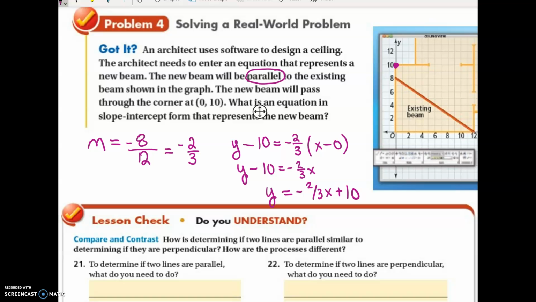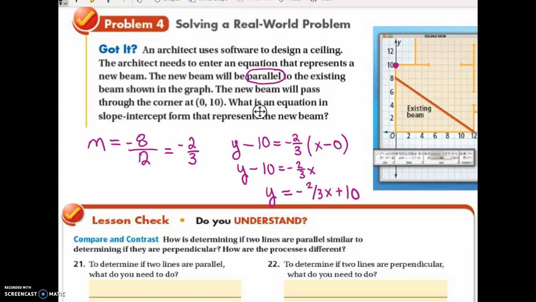The architect needs to enter an equation that represents this new beam, and the new beam will be parallel to the existing beam. So mathematically, we could say, okay, if the slope of this beam is -8/12, or simplified to -2/3, then we would take this point and -2/3 and plug it in for our point slope form. And we would simplify, use distributive property, then add the 10. So one way to get that equation is by solving it mathematically.